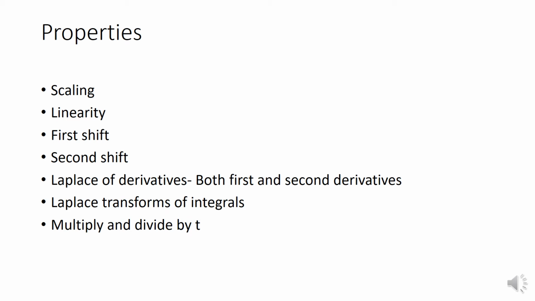So in this video we will discuss various properties, like scaling, linearity, first shift, second shift, Laplace transform of derivatives, Laplace transform of integral, multiply and divide by t. So what does this mean? Suppose I have a signal f of t, scaling means f of at or f of 1 by a into t. So these signals, f of at or f of t by a, are called scaled signals.